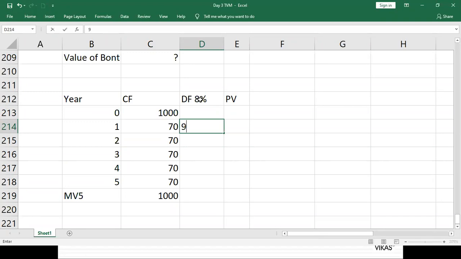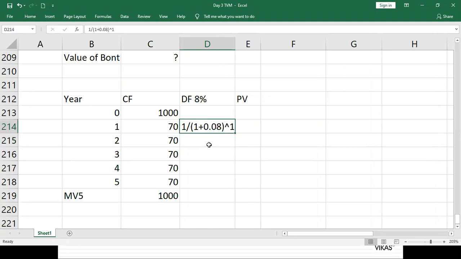Simple, very simple, right? 1 over 1 plus R. R is 0.08, to the power of period 1. Isn't it? And what is the answer? Do it in the calculation.